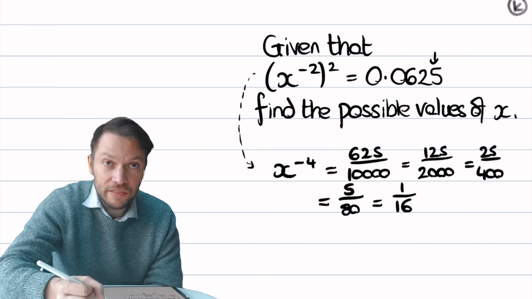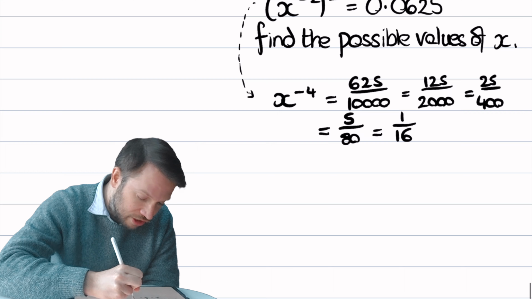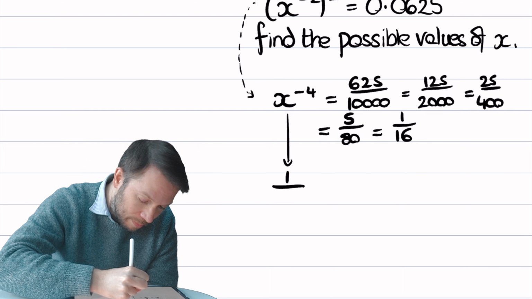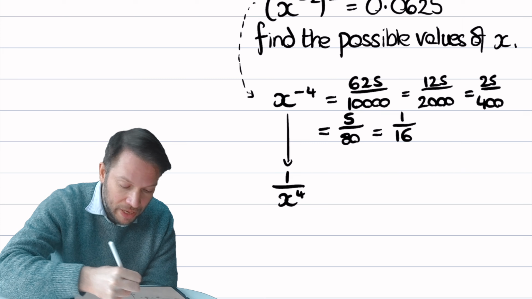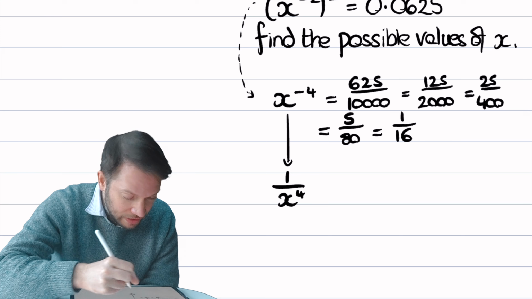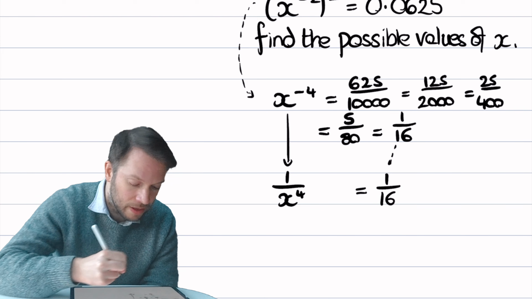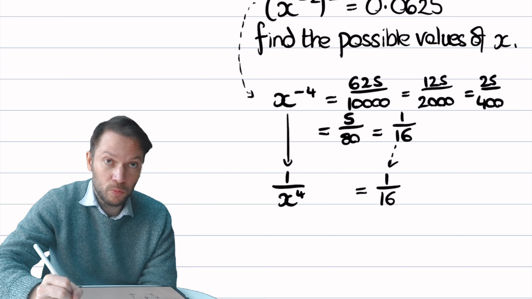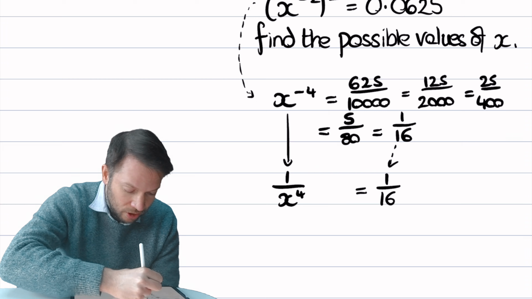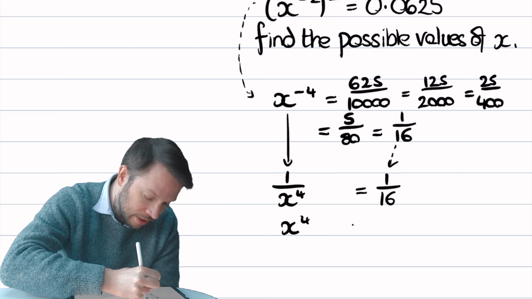Now, what does x to the minus 4 actually mean? Remember from previous videos, this just means you have 1 over x to the power of 4. So you have the same power, but instead of negative 4 as the index, you have positive 4 instead. And we said that this was equal to 1 over 16, this value here. So we've got 1 over x to the 4 is equal to 1 over 16. Now, these ones already match, so we can equate these denominators. x to the 4 is going to be equal to 16.